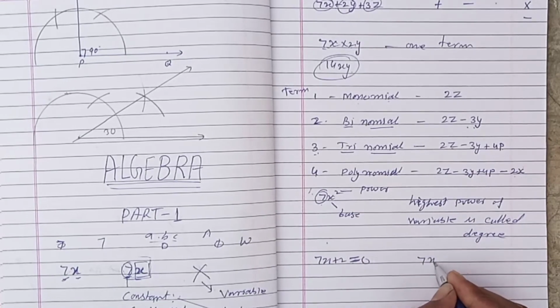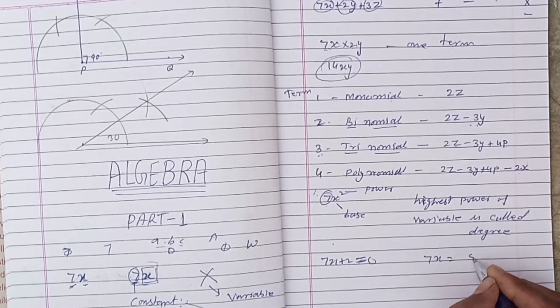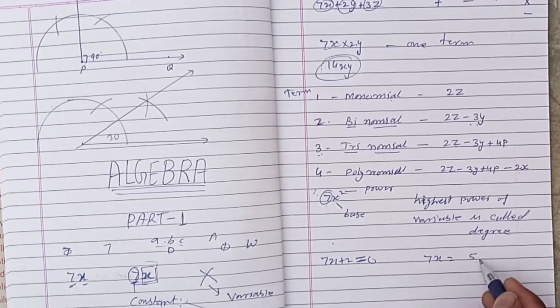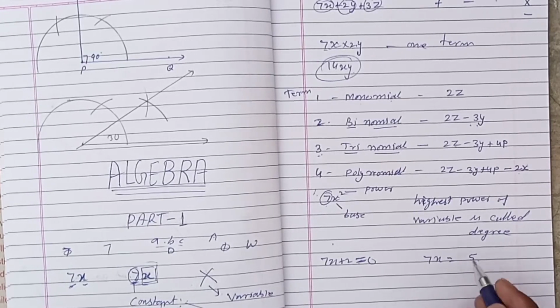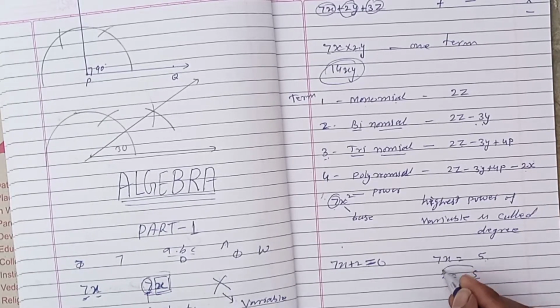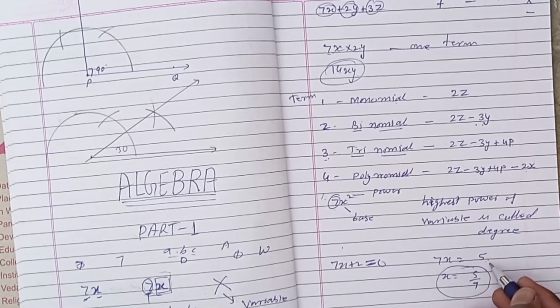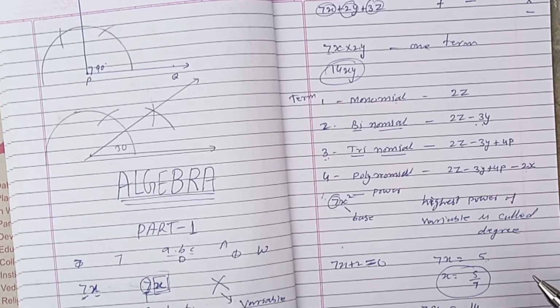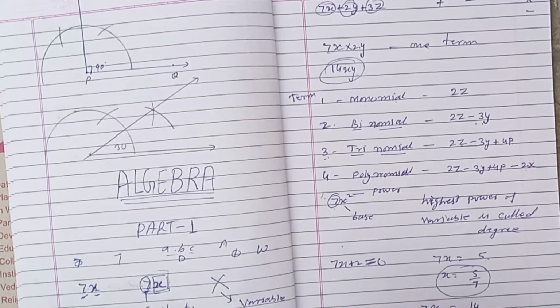Suppose I write 7x is equal to 5. What will be the value of x here? What number do I have to multiply with 7 to get 5? x is equal to 5 by 7, and then this equation will be satisfied. Take another example, 7x is equal to 14. Then x is equal to 2, and only then will it come to 14. So the first time the x value is 5 by 7, the second time the x value is 2, which means the value of x changes. When it changes, it is called the variable. Variable means the value changes.